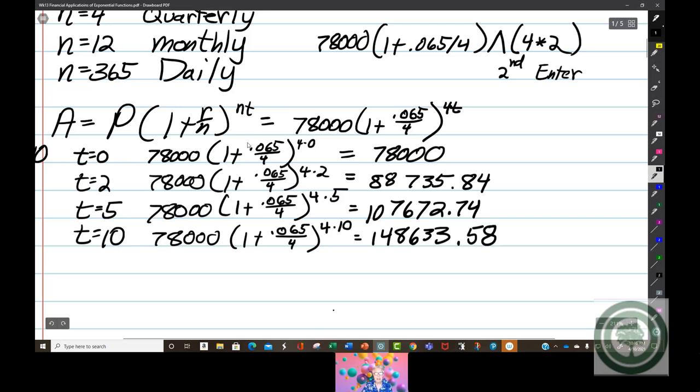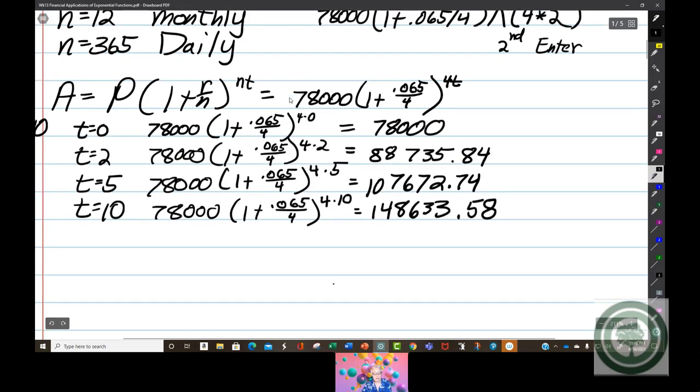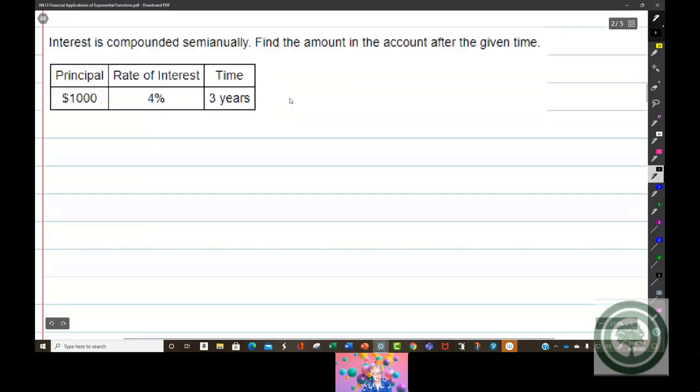So all the problems will be like this, using this formula. So a lot of them are like this. They give you this little table. The principal, the interest rate, and the time in years you're going to have it in the bank. And for all of these, the interest is going to be compounded semi-annually. So N is going to be 2. Oh, it's just asking you about that one problem.